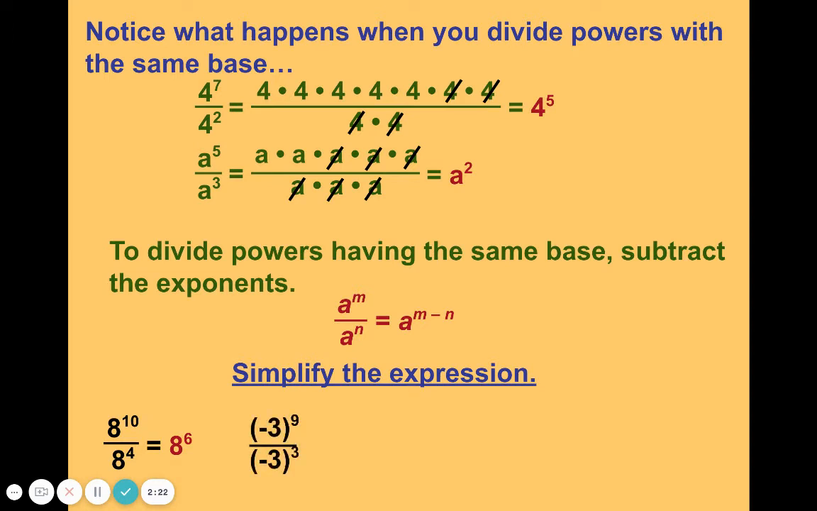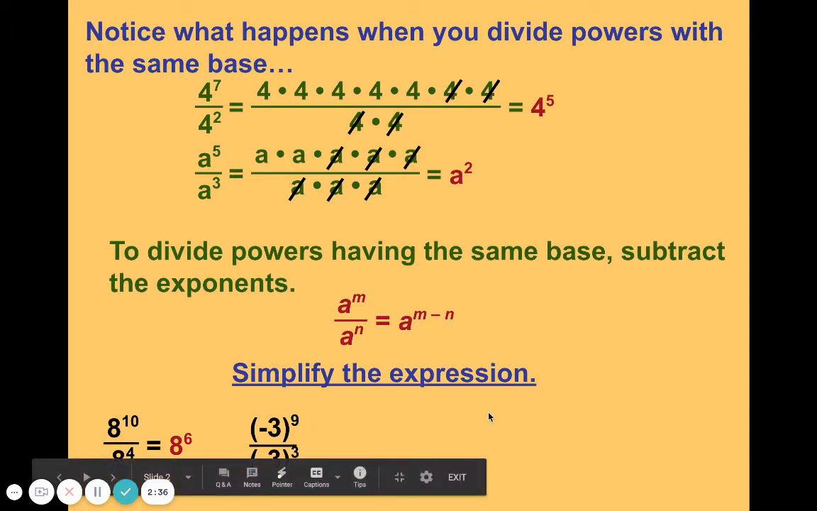I have negative 3 to the power of 9 on top, negative 3 to the power of 3 on the bottom. Where do I have more? I have more on top. I have 6 more on top, or using the rule, 9 minus 3.